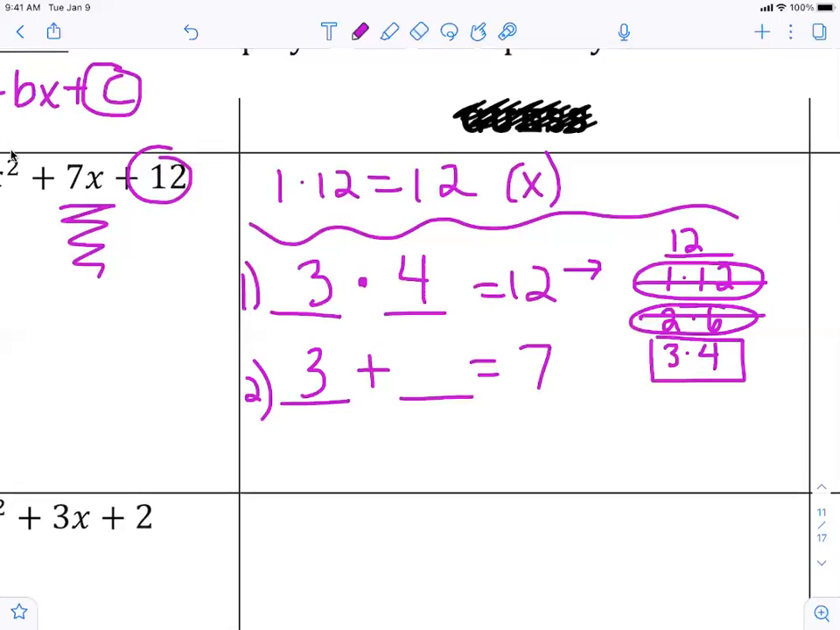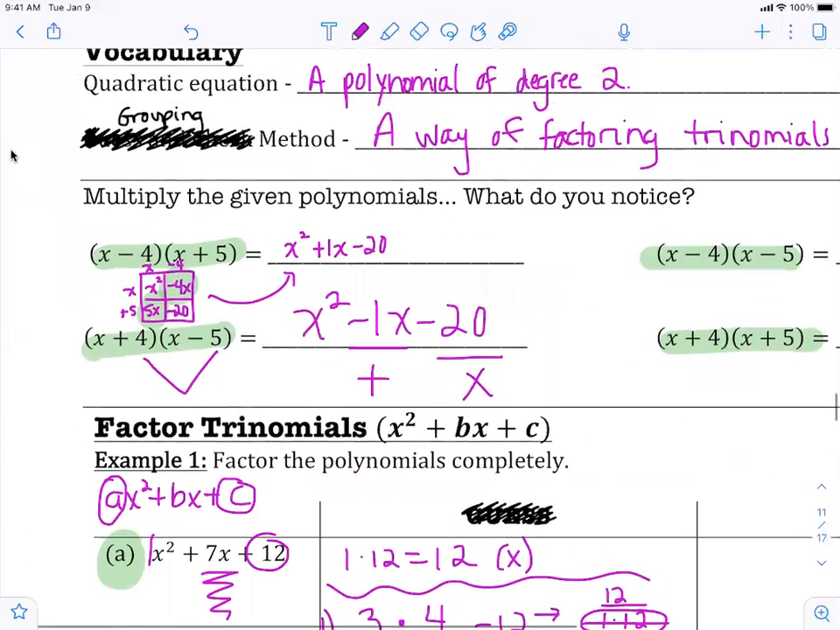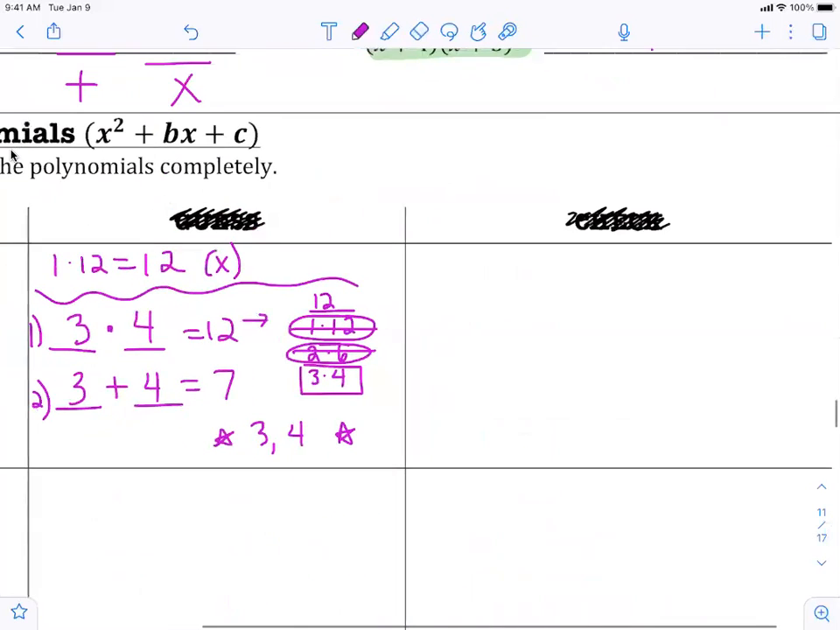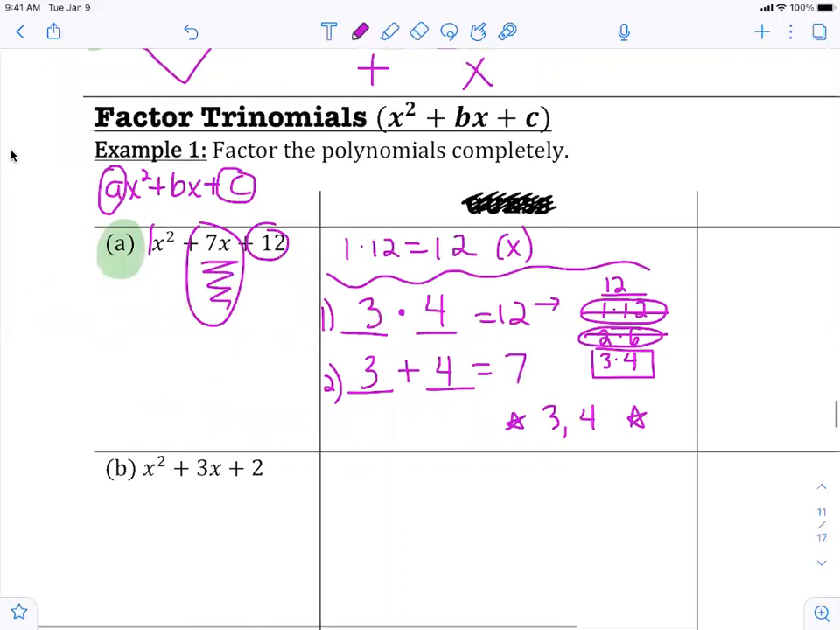And if I take 3 plus 4, we get 7. So 3 and 4 are going to be our, what I usually call them is the magic numbers. Because what those end up being, those are the numbers that should have been in the diagonals in the first place. So what we do with that is we actually use it to replace whatever the middle term is.